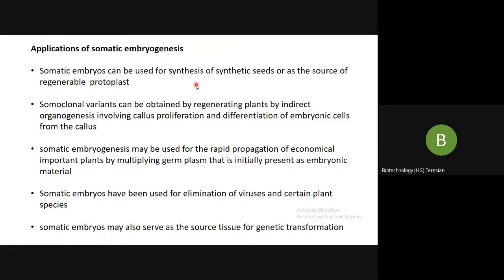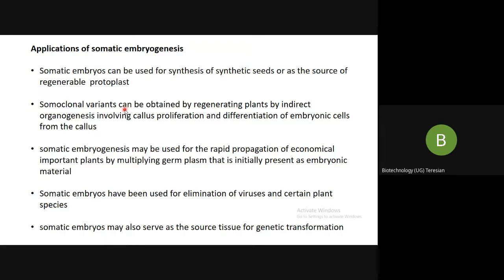So instead of doing that, I can produce synthetic seed, this artificial seed. I can take the embryos, encapsulate them in alginate beads, and then it will be easy for me to transport them.